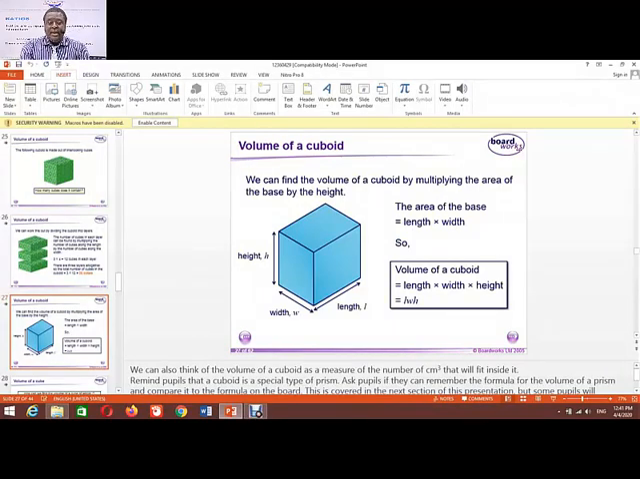We can find the volume of a cuboid by multiplying the area of the base by the height. We are now coming to the volume of the cuboid. The area of the base is length times width. So the volume of the cuboid becomes length times width times height, which is very simple and easier than the surface area. Volume of a cuboid is L times W times H, LWH.